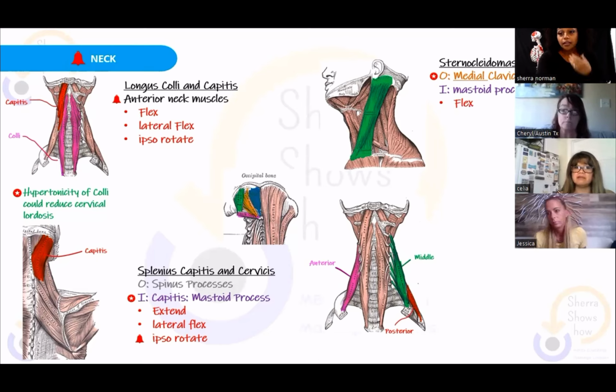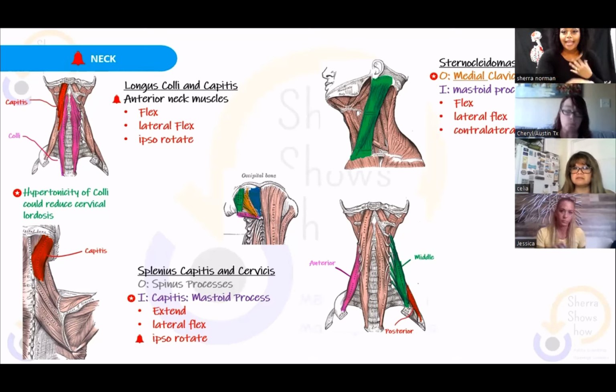Okay, and it's a front of neck muscle, so it's going to flex. There's one on each side, so it's going to laterally flex. And it is a contralateral rotator. So the right side turns you to the left, the left side turns you to the right. What does that look like?